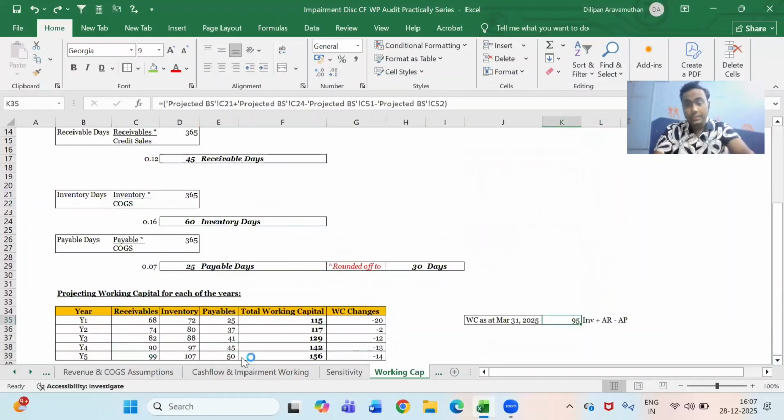Perfect. Yes, guys. And we had already discussed this in our cash flow video that if my working capital in year 2 is increasing as against year 1, it would be a negative sign. However, if my working capital in year 2 is decreasing as against year 1, it would be a positive sign.